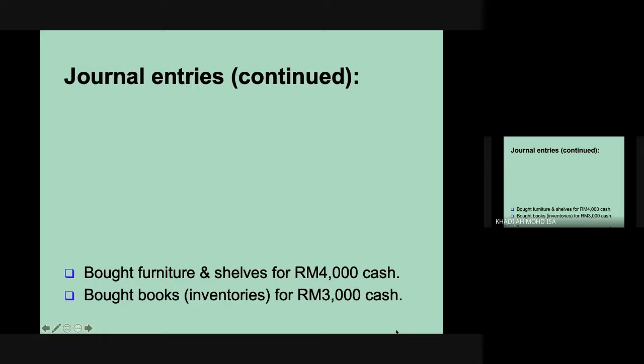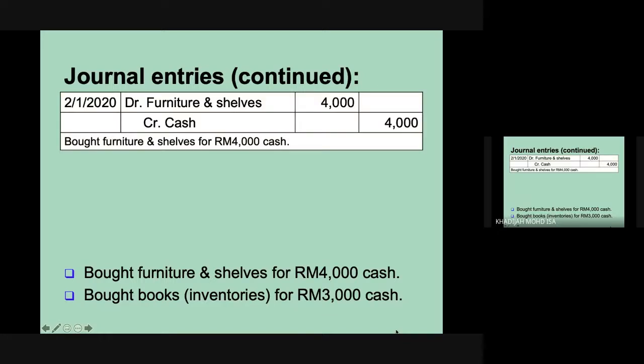Okay, so you continue to do for your furniture and shelf, right? You debit your furniture. Before this, you don't have any furniture. Now you have furniture. So you debit your asset, furniture and shelf, 4,000. But you have to pay cash, so your cash reduced by 4,000. That's why you credit. Right?